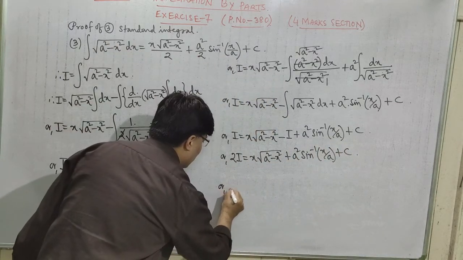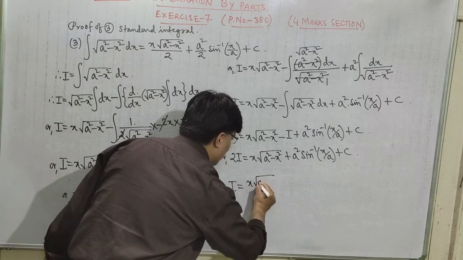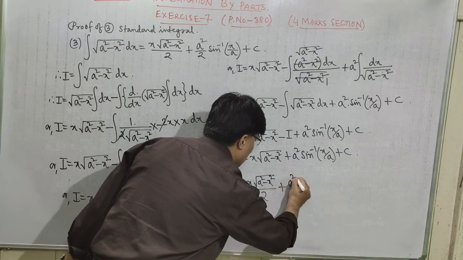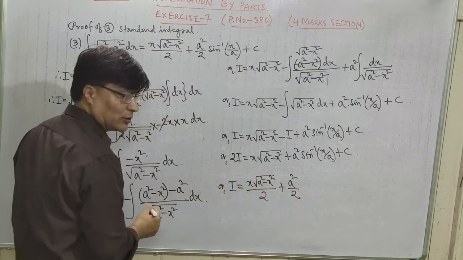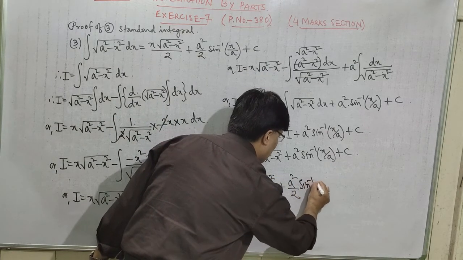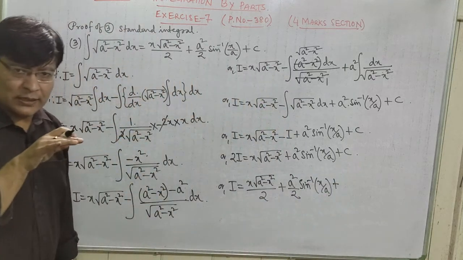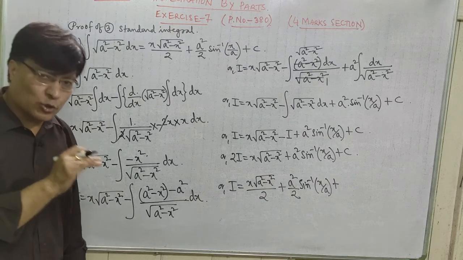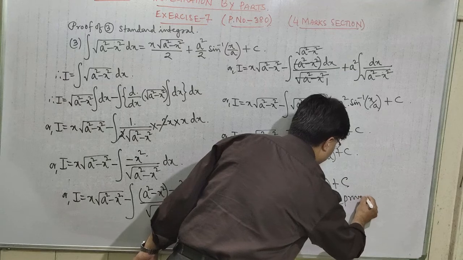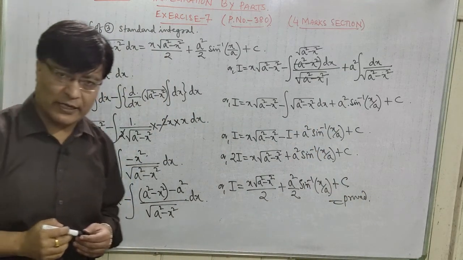So what is the value for only I? Because you have to get the value for I, isn't it? So I is equal to x root over a square minus x square by 2 plus a square by 2, as 2 is taken to the right hand side, it goes to the denominator side. So it is sine inverse x upon a plus, actually it is c by 2, but here c is constant, 2 is also constant. So c by 2 is constant, you can write it as c. So it is proved. So this formula, standard integral number 3, is very, very important.